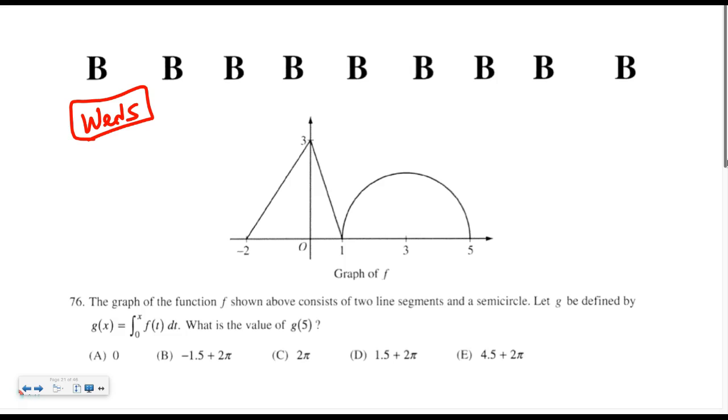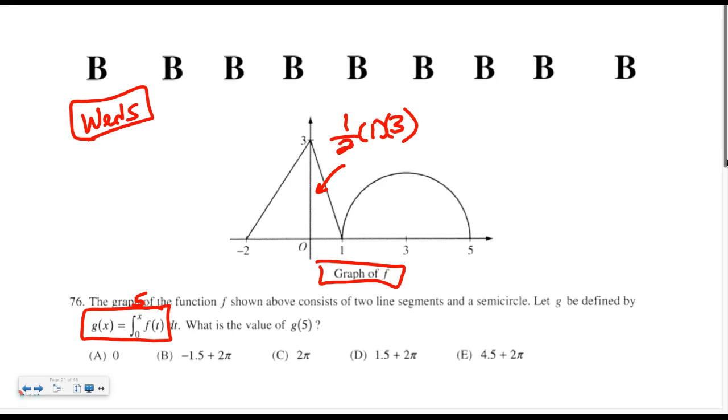First question, number 76, says that G is accumulating the area under the curve of F. This is the graph of F, and we're supposed to accumulate from 0 to 5. So this is a nice, easy area of the curve. It'd be the area of the triangle, which is 1/2 of its base times its height. So that would be 1/2 of 1 times 3. It's positive because we're above the x-axis.